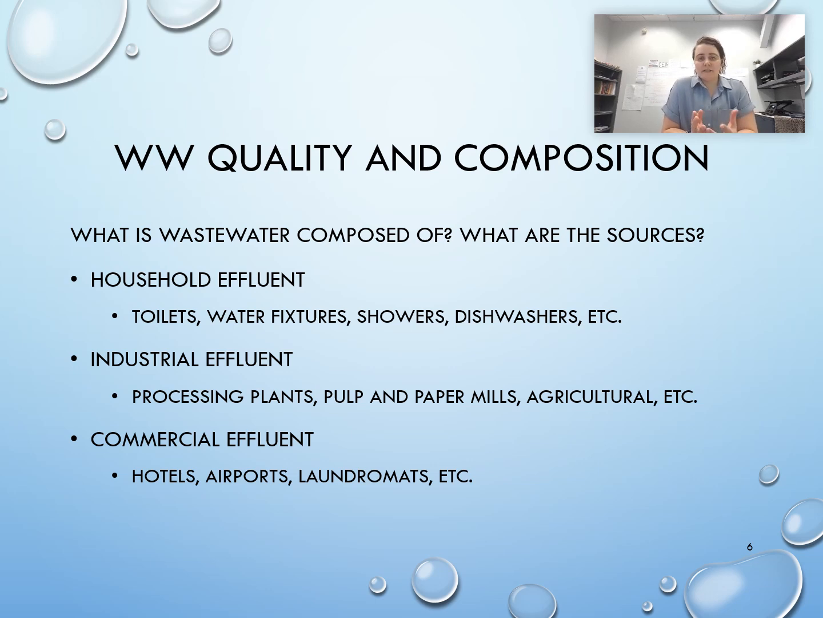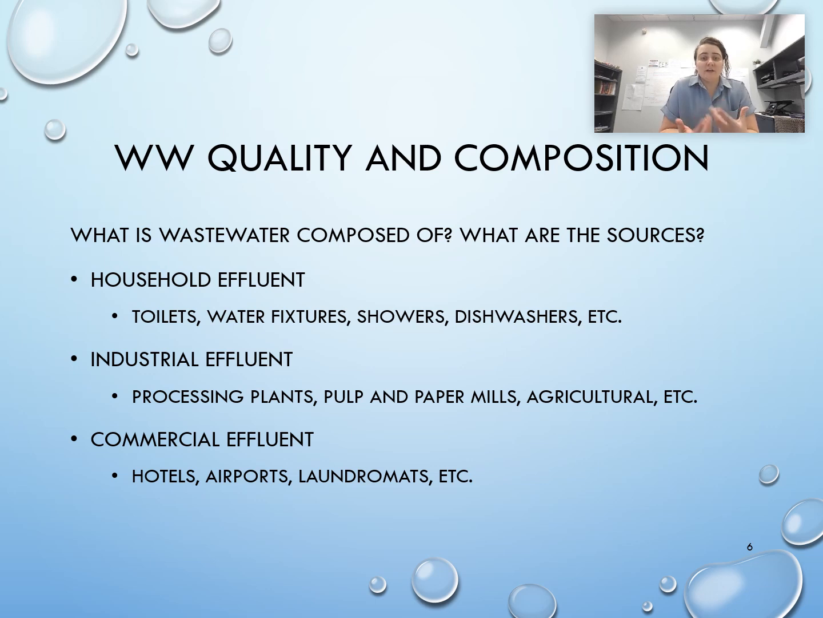And then the other thing we need to be aware of when it comes to composition is what our sources are. So we have household sources. When you flush the toilet, when you use water fixtures, when you use showers, dishwasher, anytime you're using water in your house, that is all going to go down the drain. When it goes down the drain, it goes all to the same place unless you have a separation system. And all of that becomes a component of the wastewater that leaves your house.